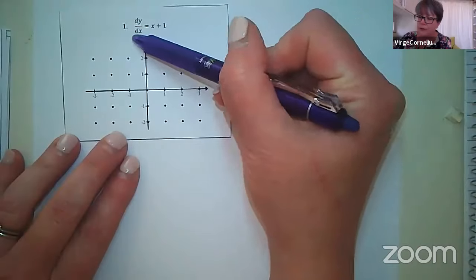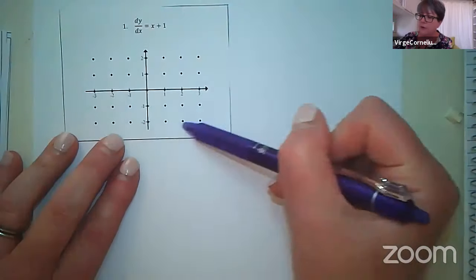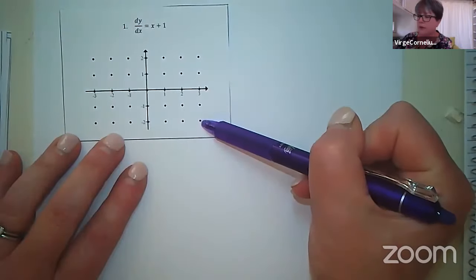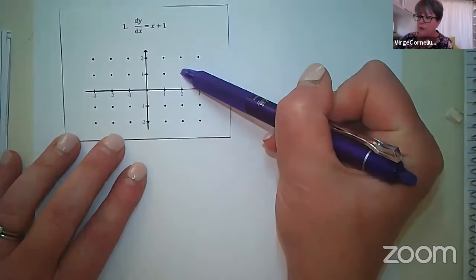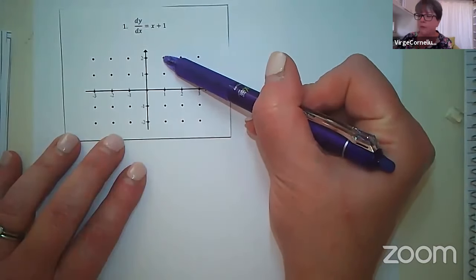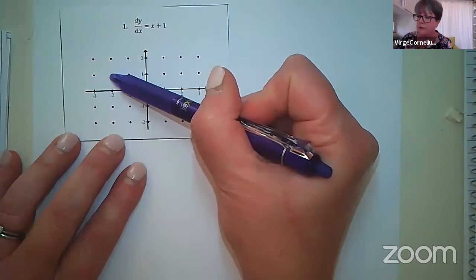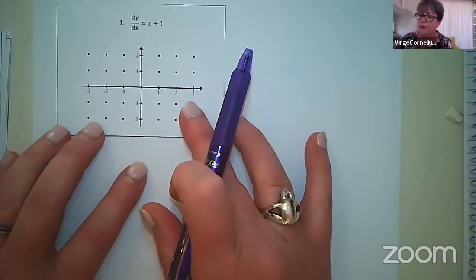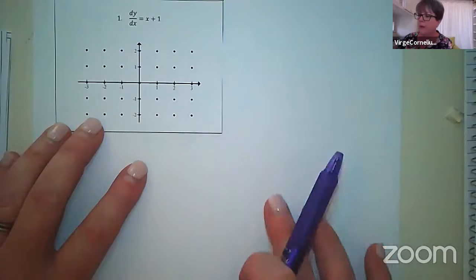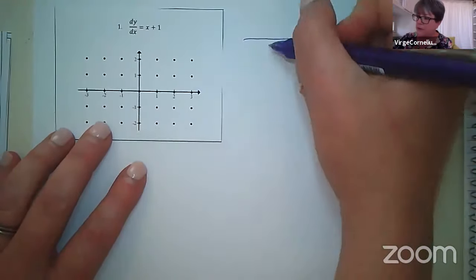You've got your differential equation here, dy dx equals x plus 1. And then there's this whole set of points on the dot paper that are all at integer pairs. For example, this point right here where I'm pointing is at (1, 2), whereas this point right here is at (-2, 1). So the way I'm going to do this first one is I'm going to think about the different slopes at those individual points.